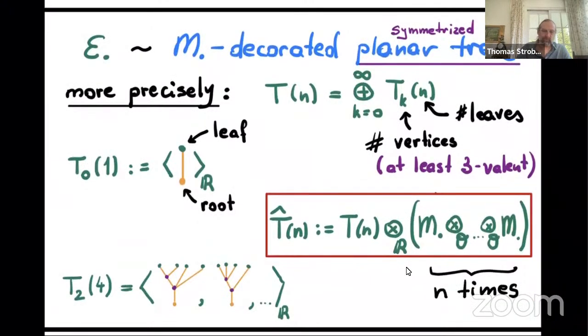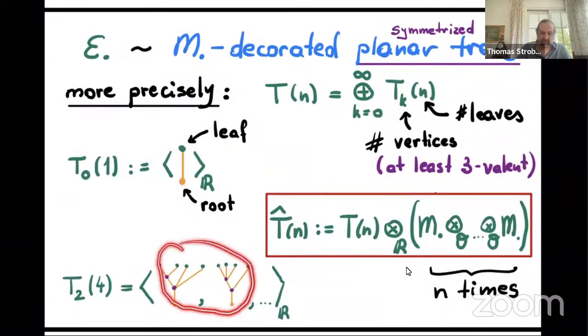Let's look here. There you have trees, that's the root. There are two vertices, I put them here, and they have four leaves each of them. So this is this four here. You take the vector space generated by all such trees, and so this gives this vector space. You take the direct sum, so you get a huge vector space. K is always the number of vertices which are at least three-valent, but they are planar trees, and N is the number of leaves. And now you decorate this by N elements in the module.